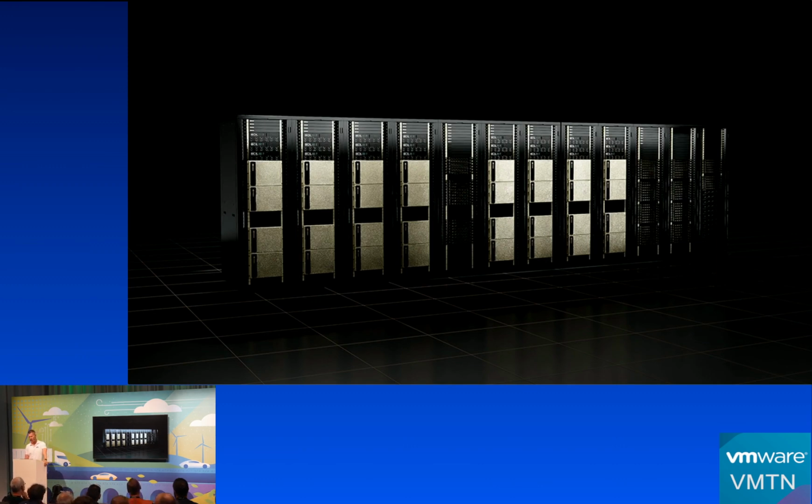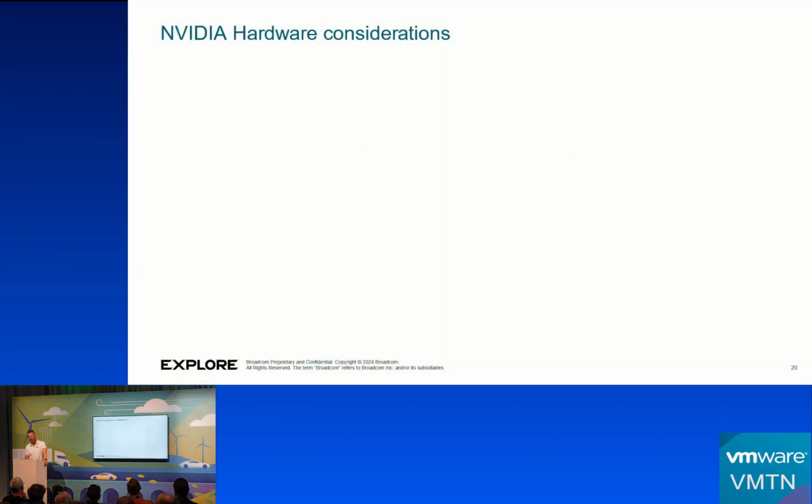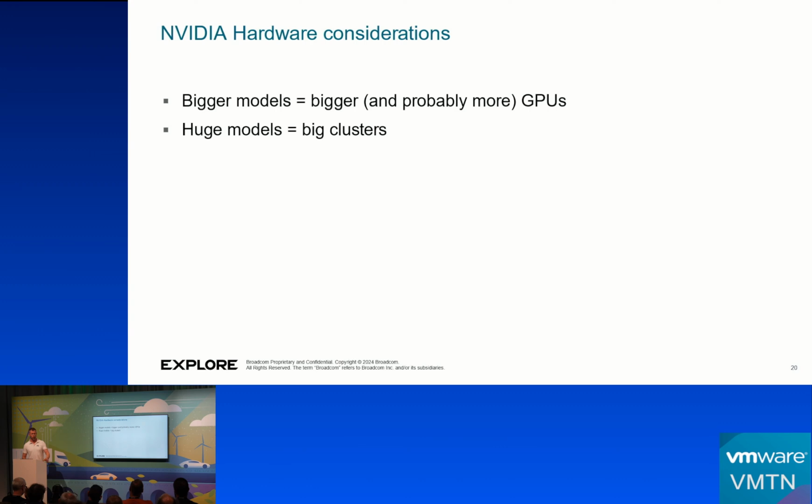Well, so there are some hardware considerations. Bigger models logically mean bigger or more GPUs. Huge models require big clusters. More models require more infrastructure, and it adds up.